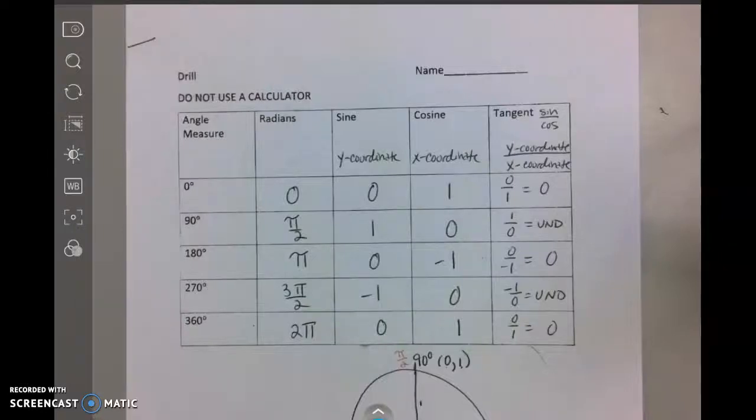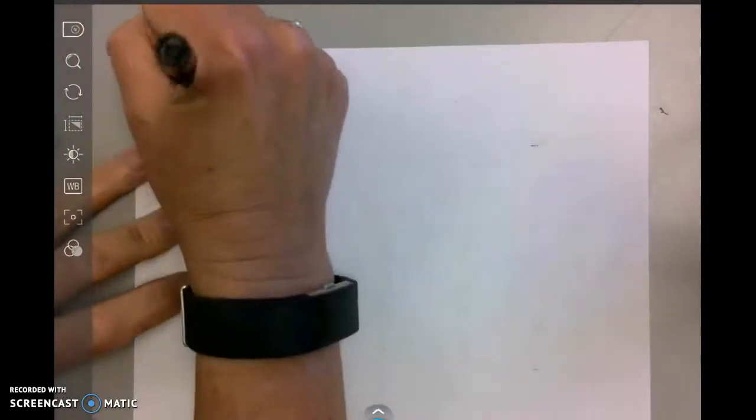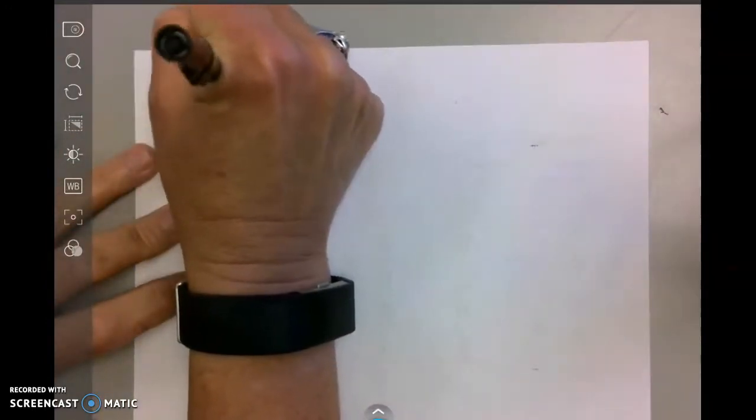Now that we have finished the drill, what we're going to do is I'm just going to turn this drill page over, and I'm going to use this blank page to do our 4 theorems. And our 4 theorems, the first one is called the opposites theorem.